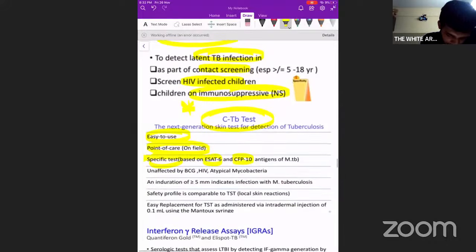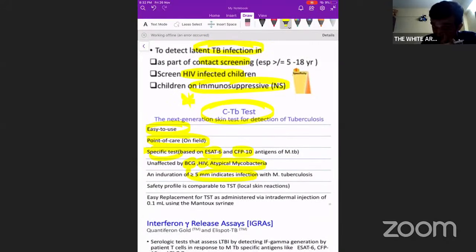It is unaffected by BCG, HIV, or any other atypical mycobacteria, and an induration of more than 5 mm is taken as positive. So an induration of more than 5 mm indicates that there has been previous infection. Again, the drawback is that it cannot differentiate infection from disease.